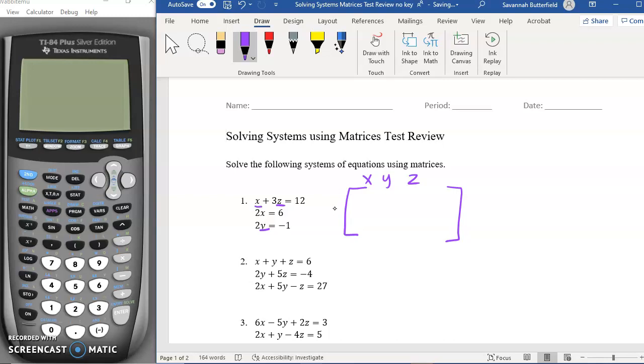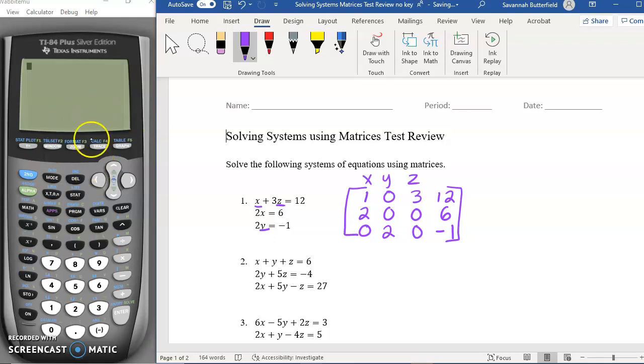Looking at my first equation, I have a 1x. I do not have a y, so we're going to put that placeholder of 0. 3z, and my answer is 12. Moving on, I have a 2x, and then there is no y or z in this equation, and my answer is 6. Lastly, I have no x. I do have a 2y. And then I do not have a z, and we equal -1. So a lot of zeros in this, but we can still make it happen.